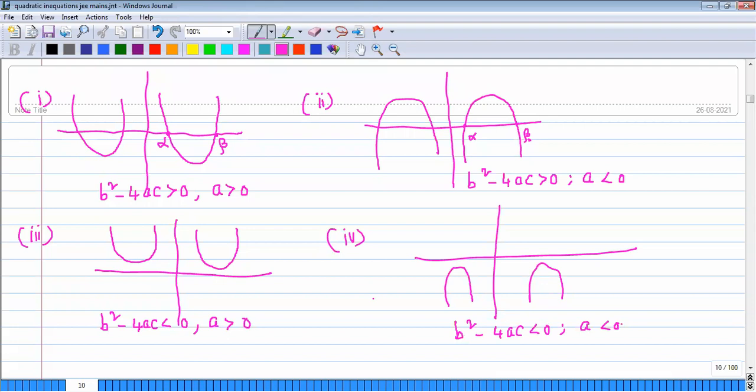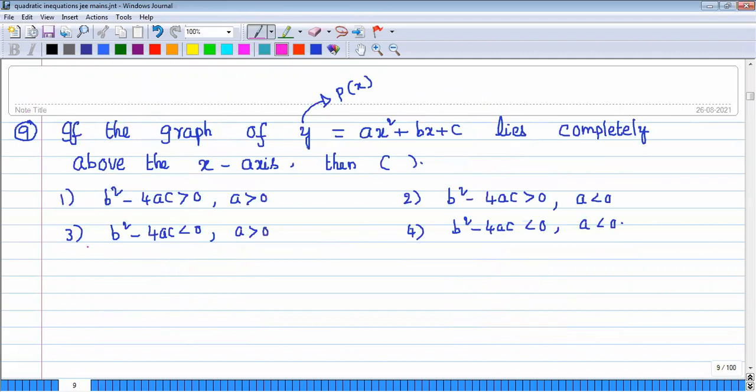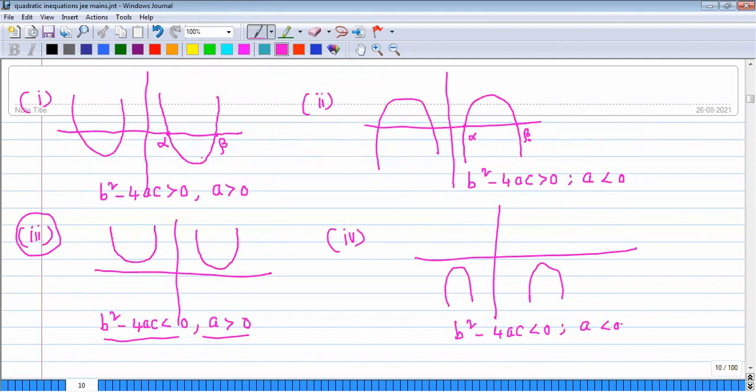Now tell me from these interpretations. Completely above the x-axis. That means this case: b square minus 4ac less than 0 and a greater than 0. Yes, that means the third option is the right option. Is it clear now? Yes, sir. So not only one question, now we have these 4 questions you can solve.